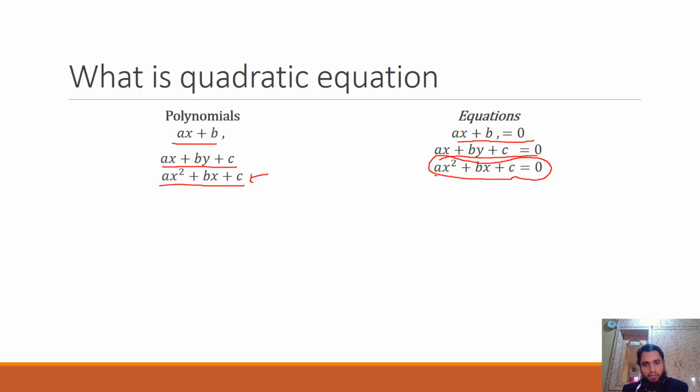So this is the equation of interest in this topic. This is the equation in which we are interested. This is a quadratic polynomial. We equate this quadratic polynomial to 0, we get the quadratic equation.